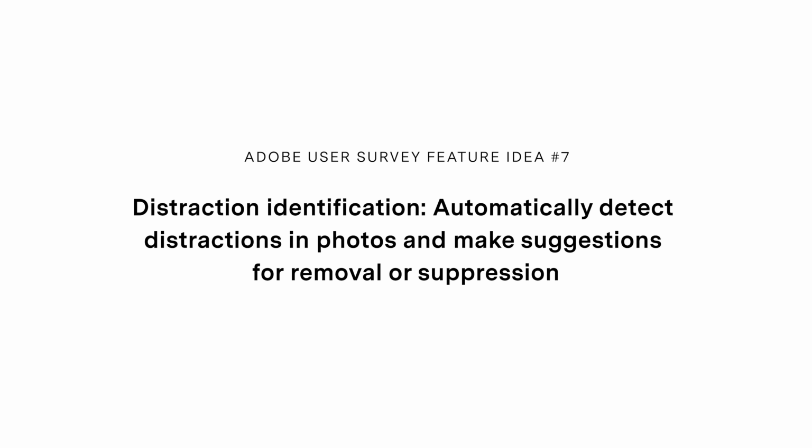Okay, feature idea number 7. This one's actually really interesting. Distraction identification. Automatically detect distractions in photos and make suggestions for removal or suppression. Now this sounds really interesting, especially in light of the update that came out yesterday that has the new select object functionality, the new mask tool in there.